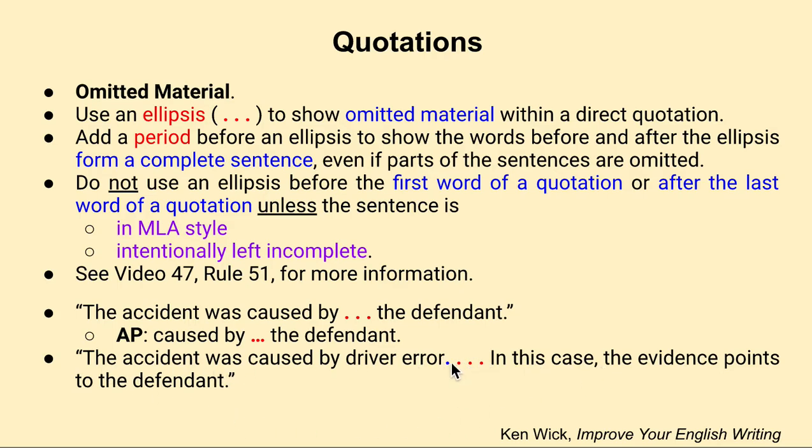Now we don't know how many sentences were deleted in between these two. We don't know if the end of this sentence after error was deleted. Possibly there could have been a deletion before, though it doesn't seem like it. You don't know, but the period just shows that what comes before and after form a complete sentence, and the ellipse shows that there's been some deleted material. For more information or more examples, go see video 47, Rule 51.